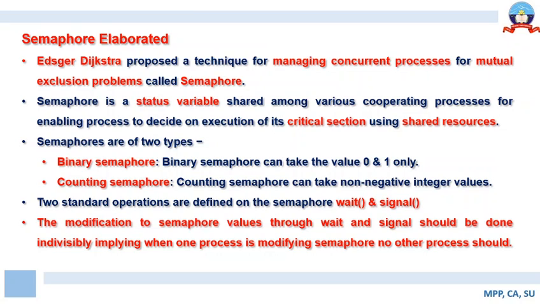Again, I'm repeating it. The modification to the semaphore value through wait and signal should be done indivisibly, implying when one process is modifying the value of the semaphore, no other process should be allowed to modify it, because as we have learned, semaphore is a value that is shared among all the cooperating processes in the computer system. So whenever one process is modifying the value of semaphore, no other process should be allowed to modify it.